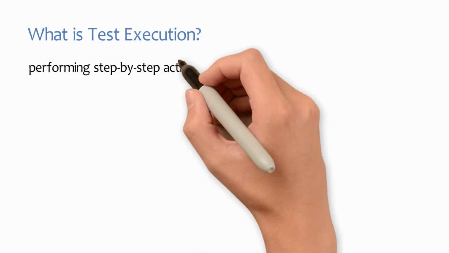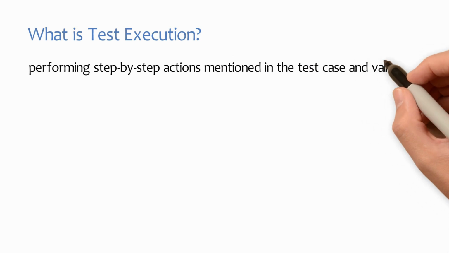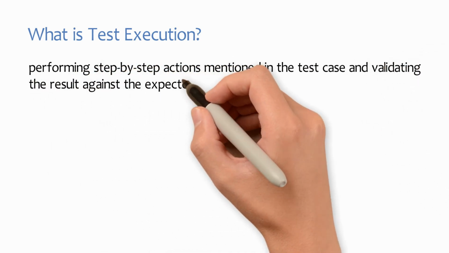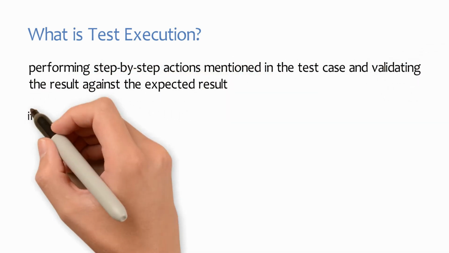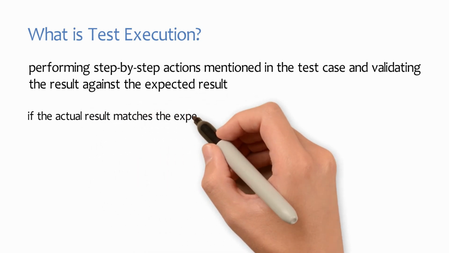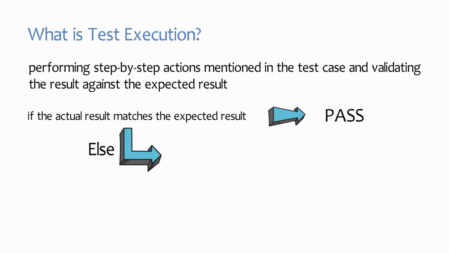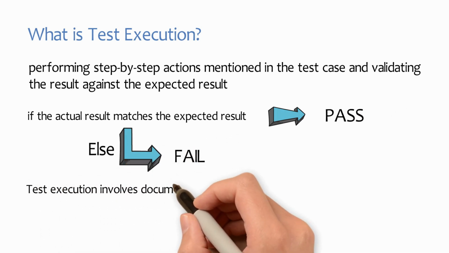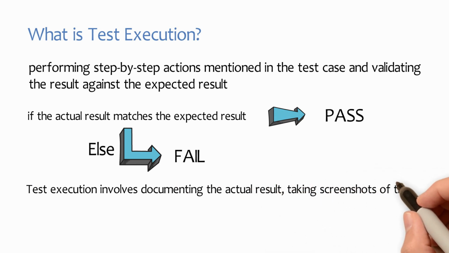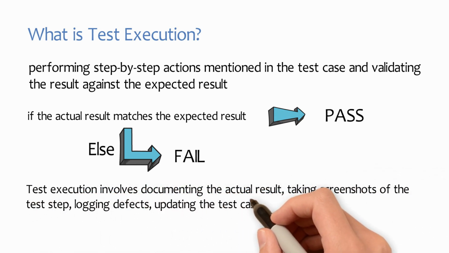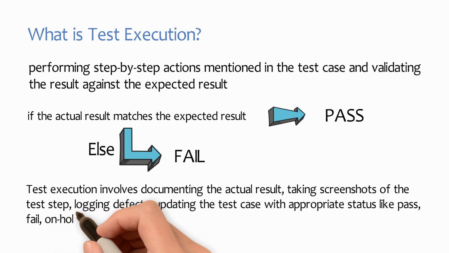The next one is test execution. Test execution involves performing step-by-step actions mentioned in the test case and validating the result against expected result. The test step will be marked as pass if the actual test result matches with the expected test result, else it will be marked as failed. Test execution involves documenting the actual result, taking screenshots of the test step, logging defects, updating the test case with appropriate status like pass, fail, on hold, etc.